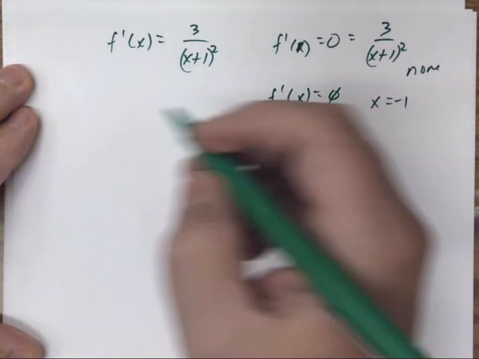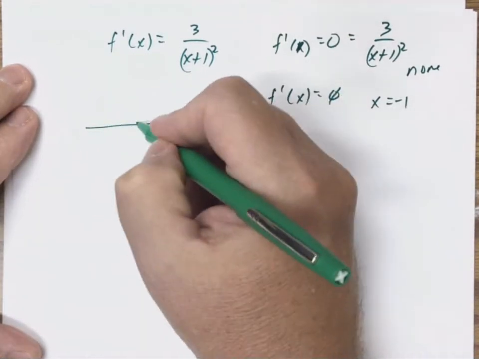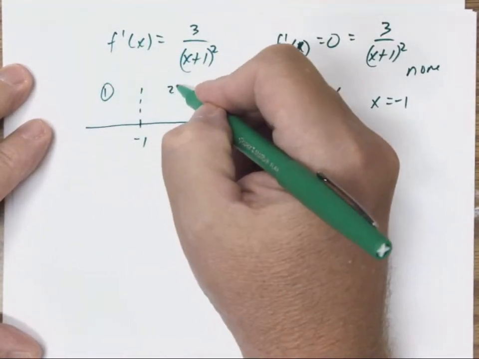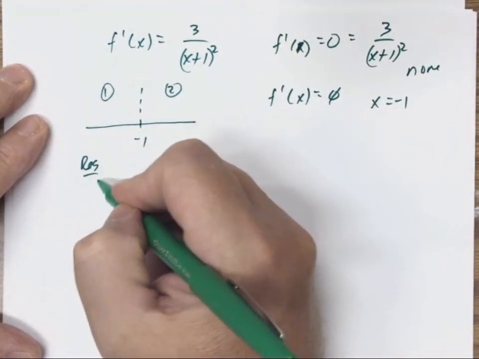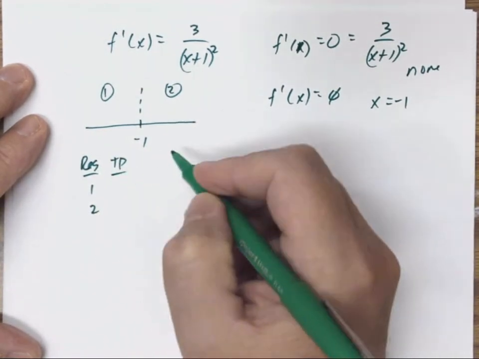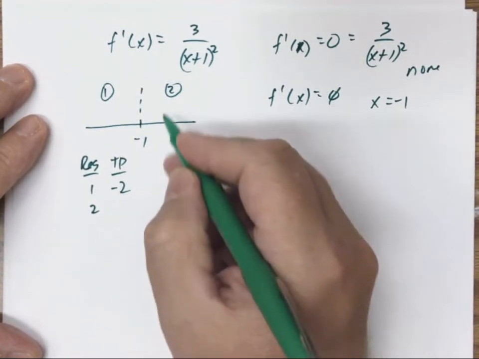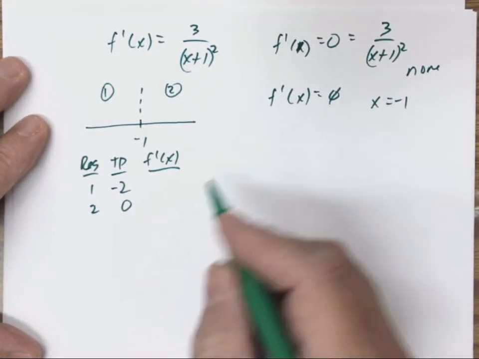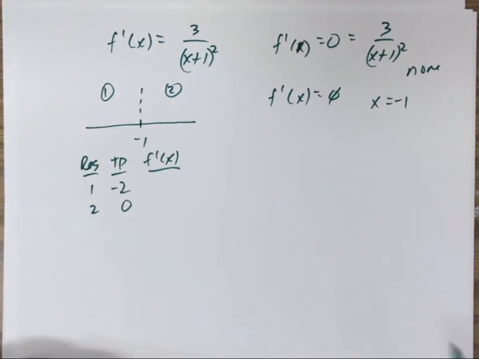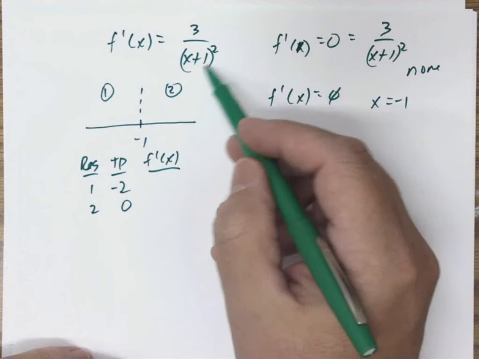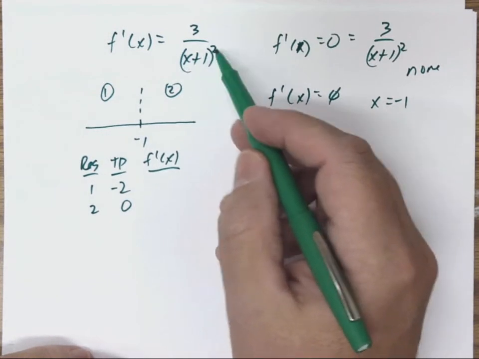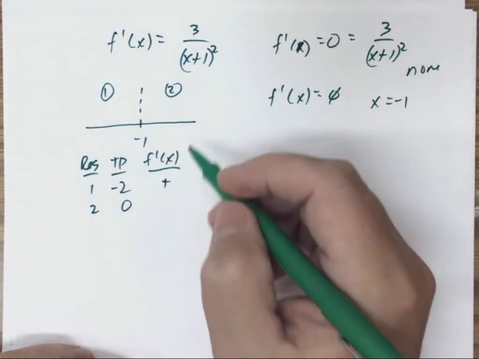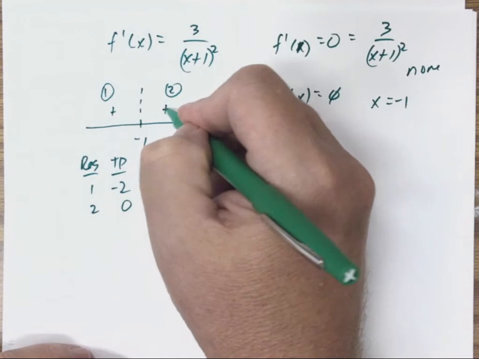It's not going to be a max or a min, but it is going to break up my first derivative into regions, in this case 2 regions. Test point for region 1, I'll say -2. For region 2, I'll say 0. Now we're going to see what happens to the first derivative in these regions. If you plug in -2, you notice the denominator, because we're squaring it, is always going to be positive. And you plug in 0, it's still positive. So it turns out both these regions are positive.